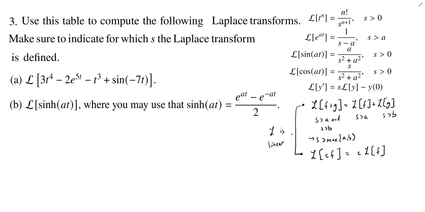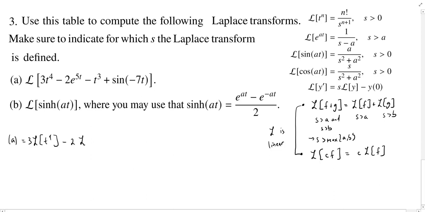Okay, so what that tells us, say for part A, is that we can rewrite part A as, well, I can pull the constant out and write L of t to the fourth and break it up at the minus sign, right? So it doesn't matter plus or minus. Break this up. Minus twice the Laplace transform of e to the 5t minus the Laplace transform of t cubed plus the Laplace transform of sine of negative 7t.